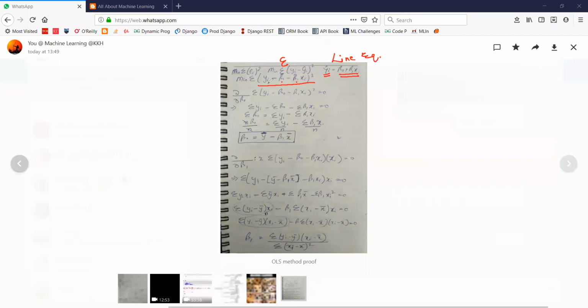Don't get confused that we need to find y and x here. We want to find the equation of the line y equal to b naught plus b1 x1. You need these two terms. One is the slope, y equal to mx, so b1 is your slope, and this is your intercept. So you need to find out these two. When you need to find these two, you need to take the partial derivative in terms of b naught and b1 both.